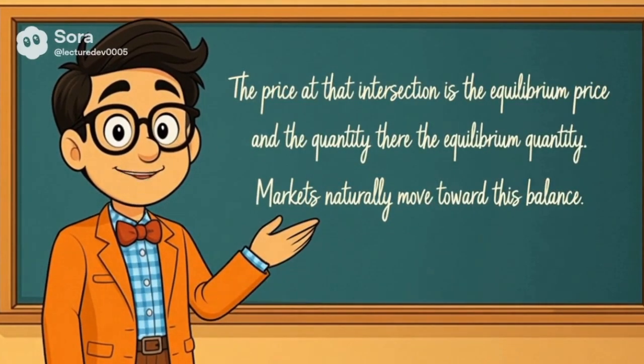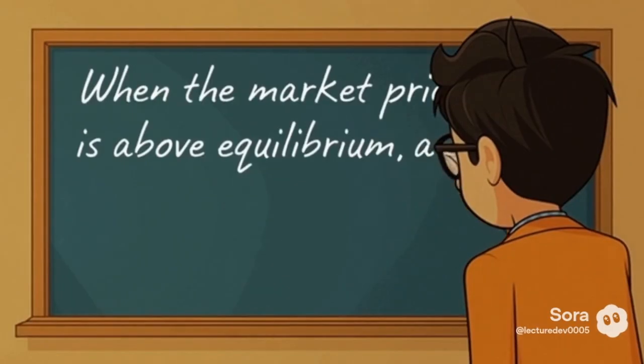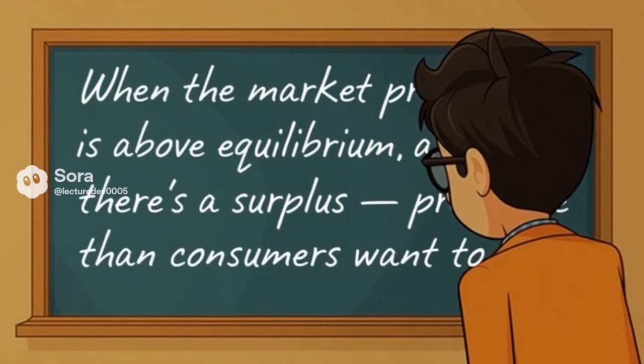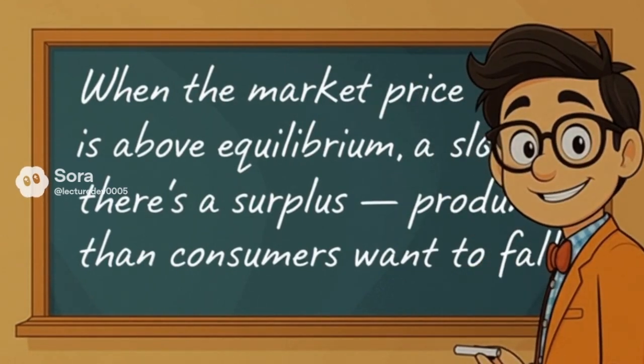Markets naturally move toward this balance. When the market price is above equilibrium, there's a surplus. Producers want to sell more than consumers want to buy, so prices tend to fall.